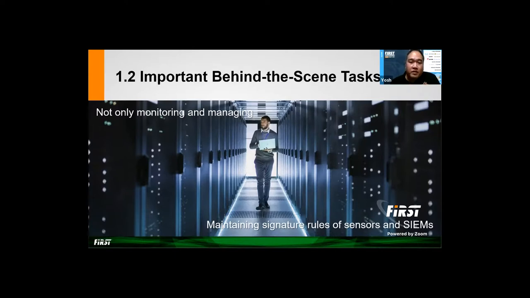The SOC team is always busy with monitoring and managing. However, they should spend more time maintaining the rules. Otherwise, an analyst cannot respond to alerts effectively. As a result, he will not be able to keep up with it.